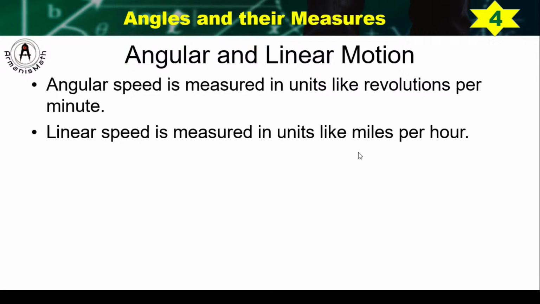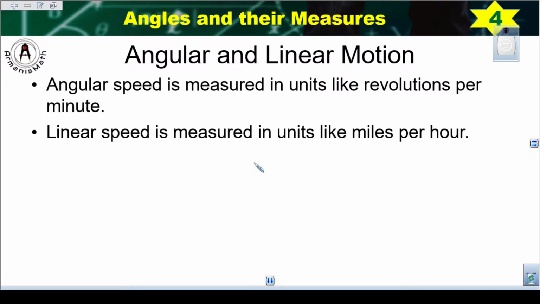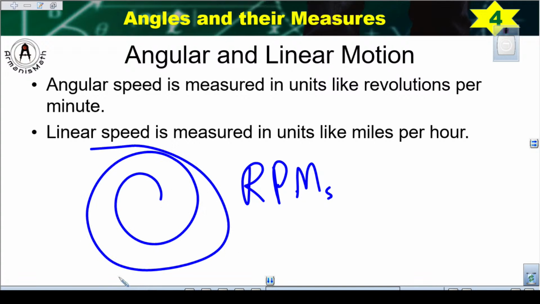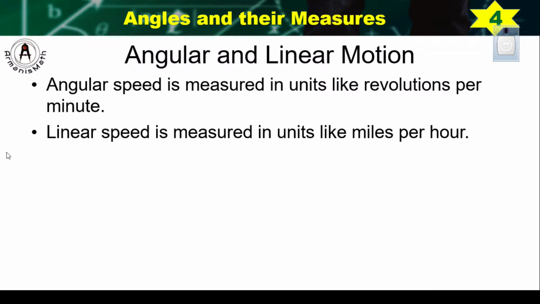Angular speed is measured in units like revolutions per second. If you're into cars, you know exactly what we're talking about here. Revolutions per second, per minute, RPMs. Is anybody here into cars? You probably would brag, hey, look at my RPM. It's RPM. Well, that's what we're talking about: revolutions per minute. How many times do you revolve per minute?